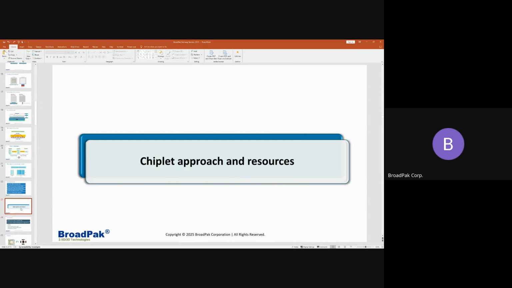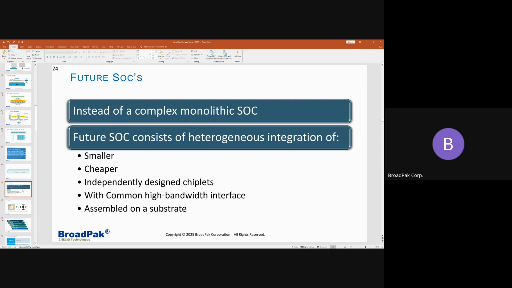So let's talk about the chiplet approach and the resources. So far, you got some idea about the substrate, the pitch, how we package it, and all of that, and then see how the chiplet is emerging. So the future SoCs, the way we're going to be doing it is that instead of a complex monolithic SoC, meaning having one die with some IP blocks, the future SoC is going to consist of heterogeneous integration of smaller, cheaper, independently designed dies with common high bandwidth interface, which is going to be assembled on the substrate.